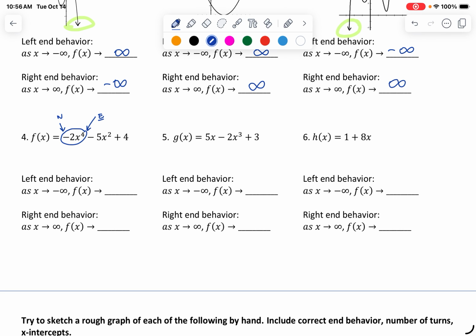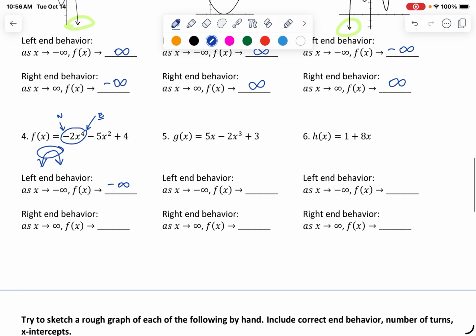And then negative would be both downward facing. So a sketch of what this looks like is this. Obviously, there's more happening in the middle there, but we just care about the ends. So as you look left, arrow pointing downward, negative infinity. As you look right, arrow pointing downward, negative infinity.